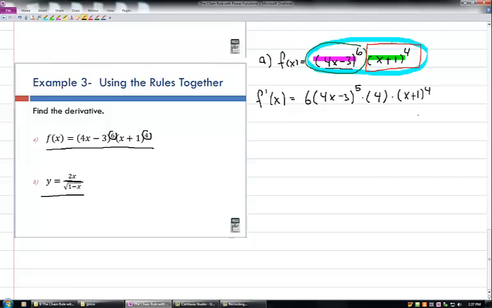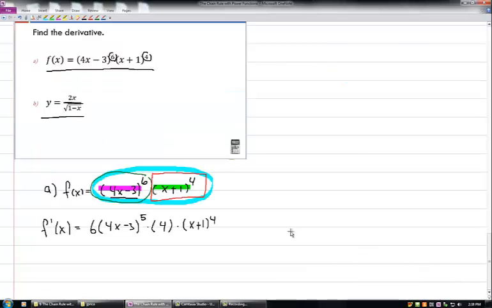And then I have plus the first function, which is 4x minus 3 to the 6th, and then times the derivative of the second function. So remember, the second function is this one in red, and so I have to use a chain rule. So the 4 comes down to the outside, so 4 times x plus 1 to the 3rd power, and then times the derivative of its inside, which is just 1.